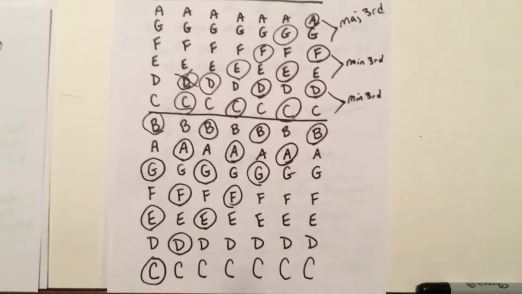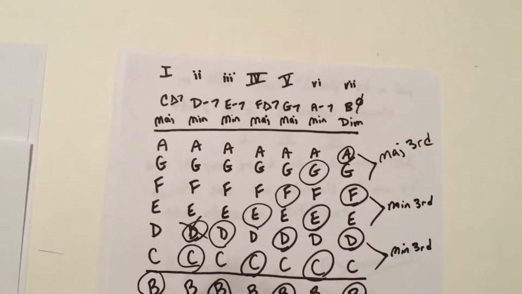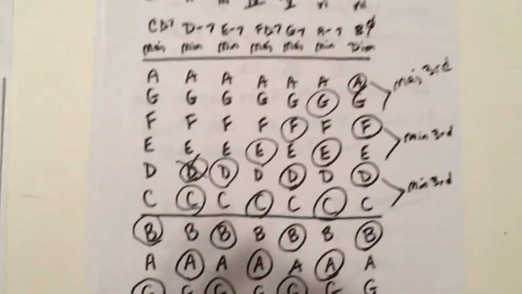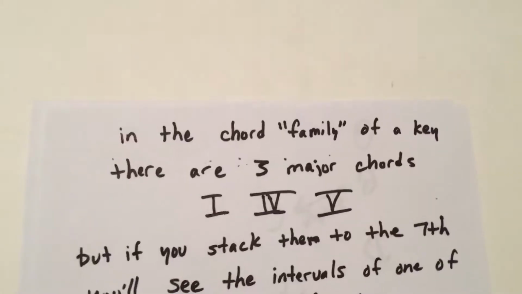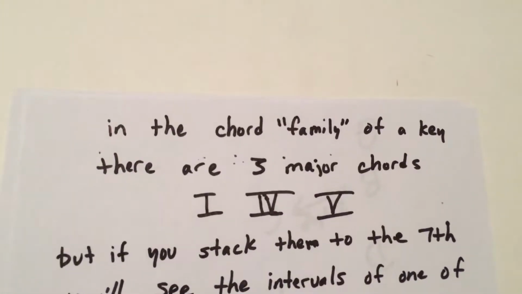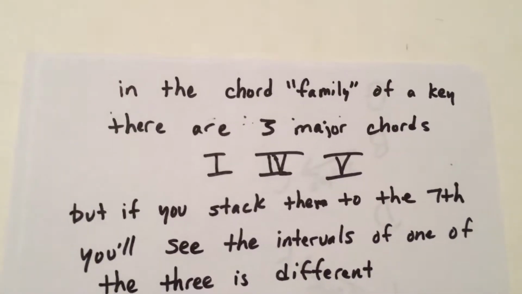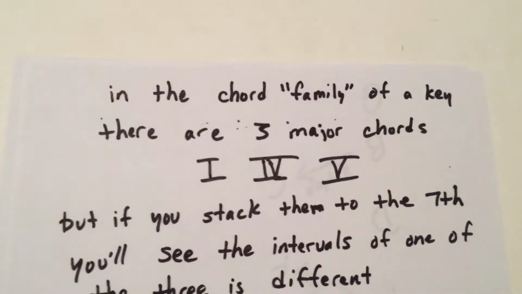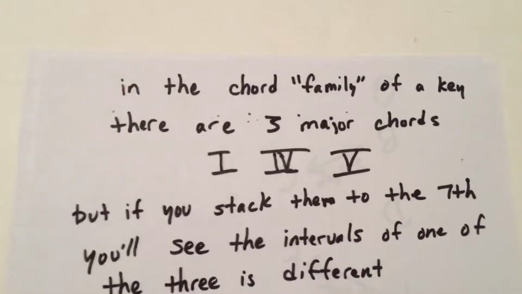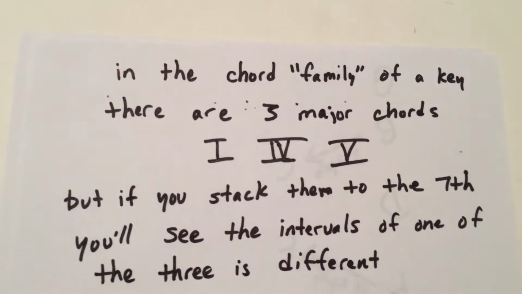And this is true for every major key. In all 12 keys, the sequence will be the same: major, minor, minor, major, major, minor, diminished, or half diminished if you're doing 7 chords. So notice that in the chord family, there are 3 major chords: the 1, the 4, and the 5. And that's all you need to write many hit songs, country songs, blues songs. All blues are based on 1-4-5 progressions. Lots and lots of songs have been written with only those 3 chords, and that's fine.